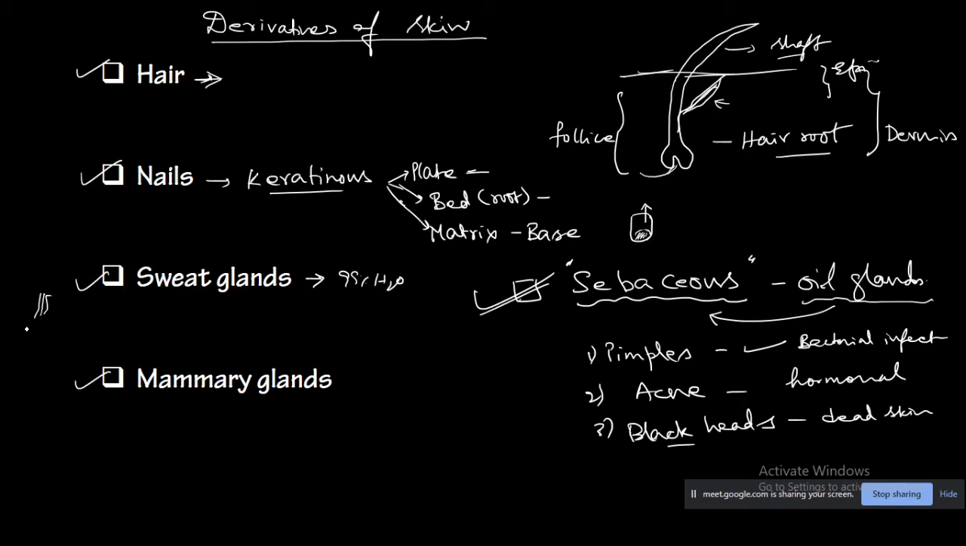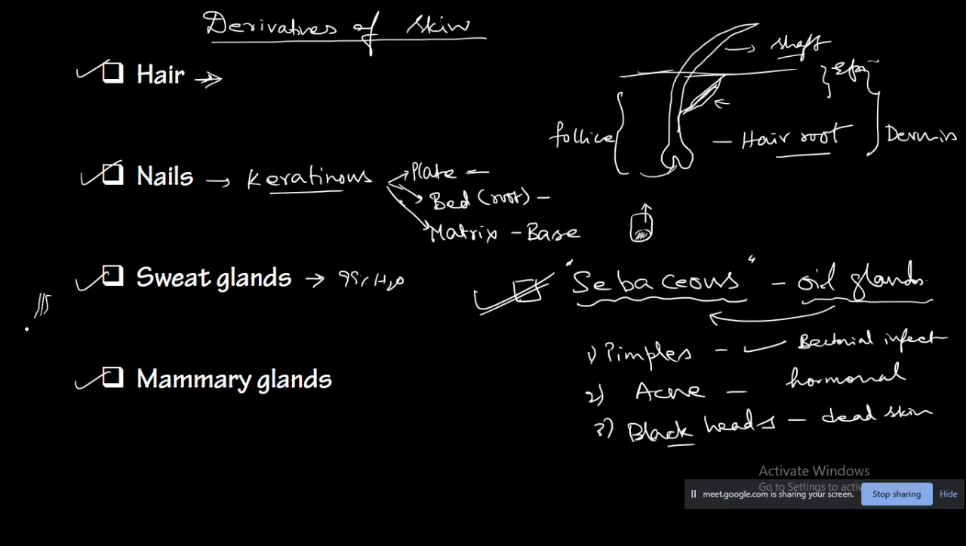Mammary glands are modified sweat glands, and these are developed in the females due to the action of the hormone prolactin, or during the pregnancy there are different hormones that are there. Instead of producing the sweat which is 99% water, these produce the milk. So what is a mammary gland? It is nothing but a derivative of the modified type of the sweat gland.